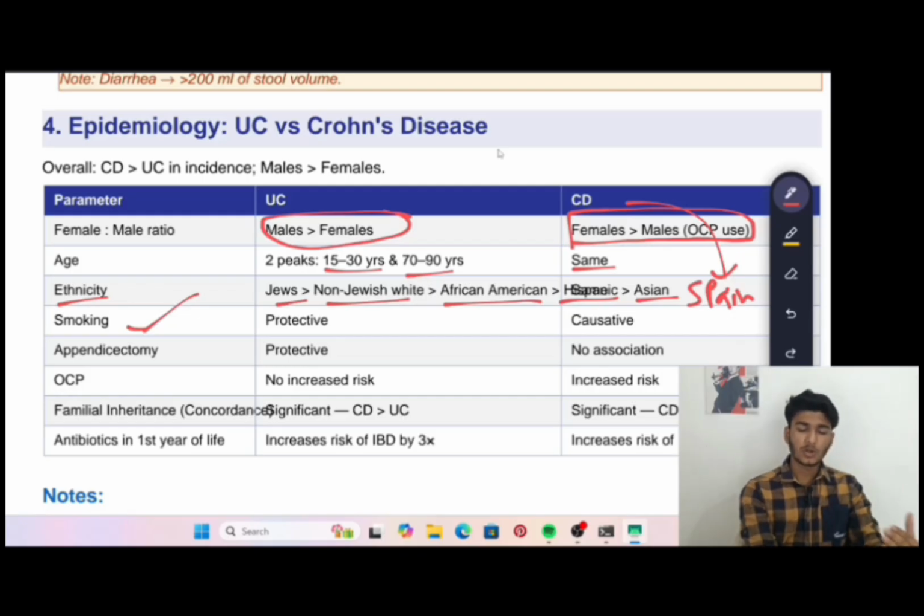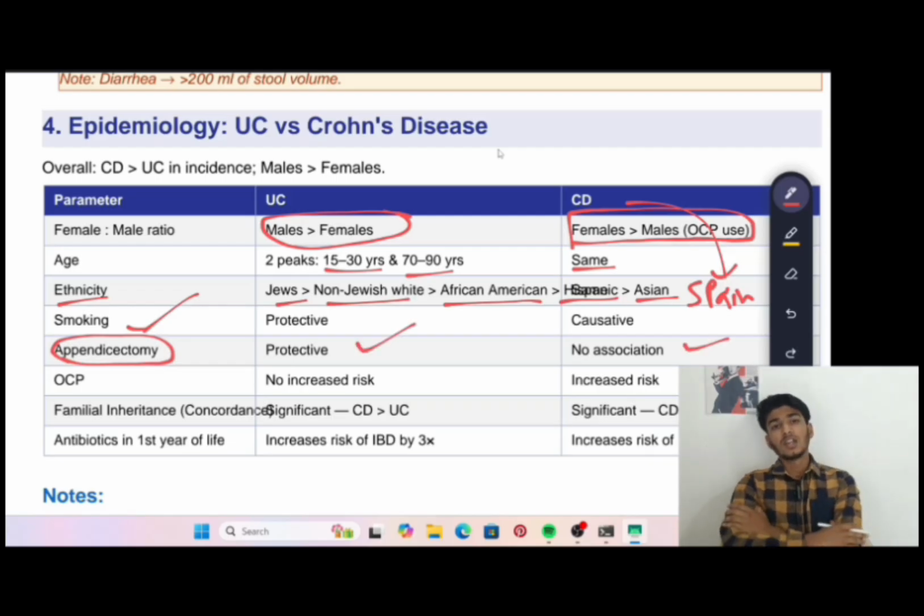Then the next point is appendectomy. Appendectomy will act as a protective agent in ulcerative colitis, but it is not associated with Crohn's disease. In ulcerative colitis, it will act as a protective agent because the appendix has the presence of microorganisms. If the appendix is removed, the microorganisms cannot go and stay there, and this will be helpful for ulcerative colitis.